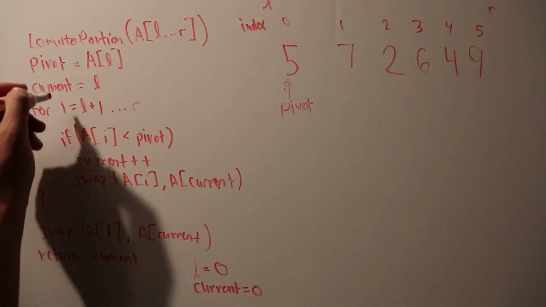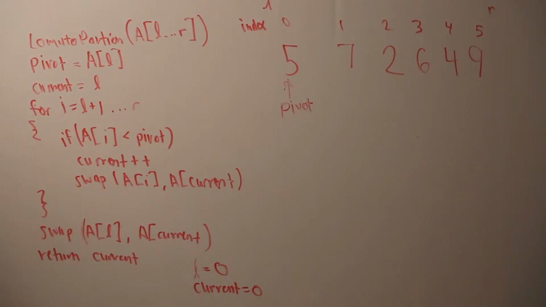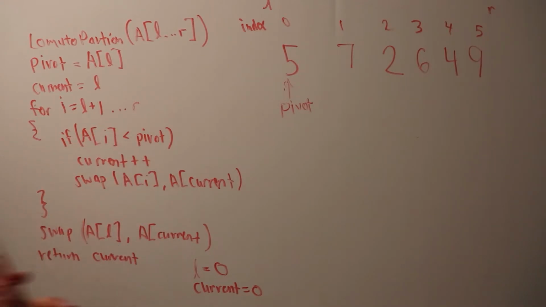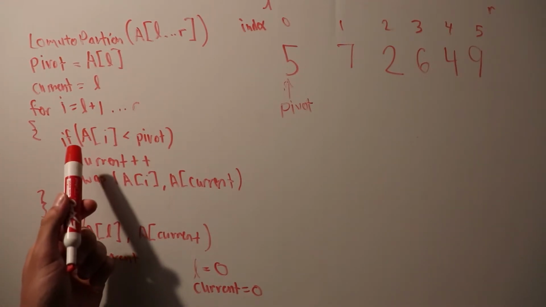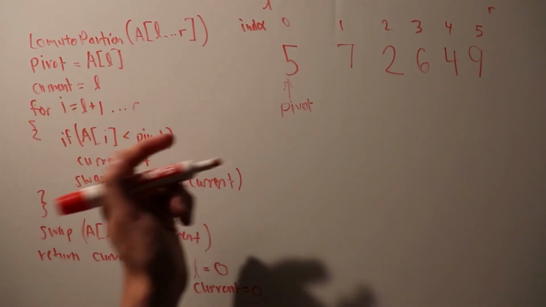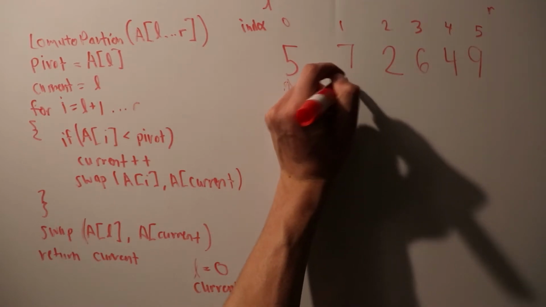Now, what's the next step? Let's start this loop: for i is equal to L plus 1 all the way to R. We're going to do all of this stuff. So what's A at i? What is i? i starts off at whatever L is plus 1, so that'd be 0 plus 1, so that'd be this index. We're going to say this is i right here.